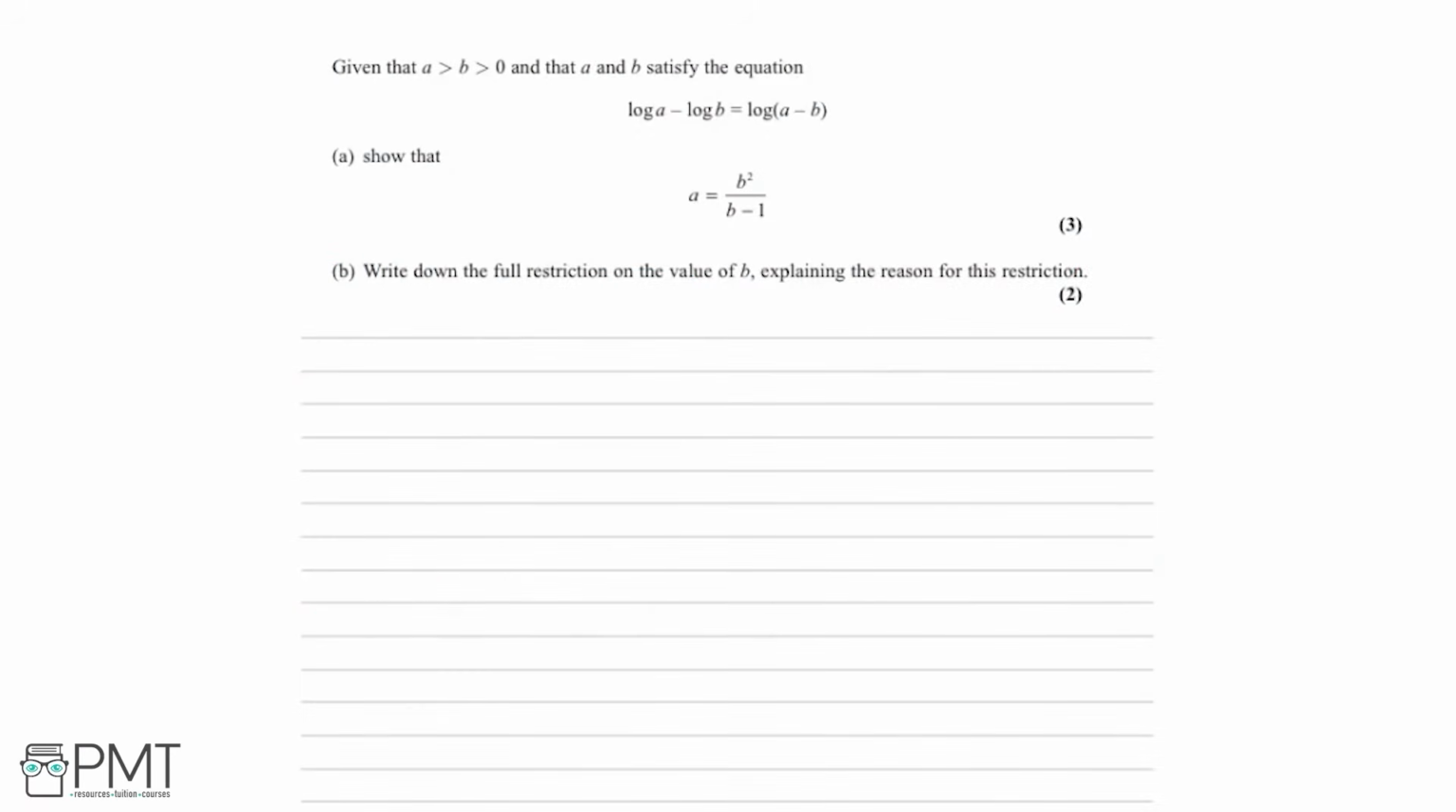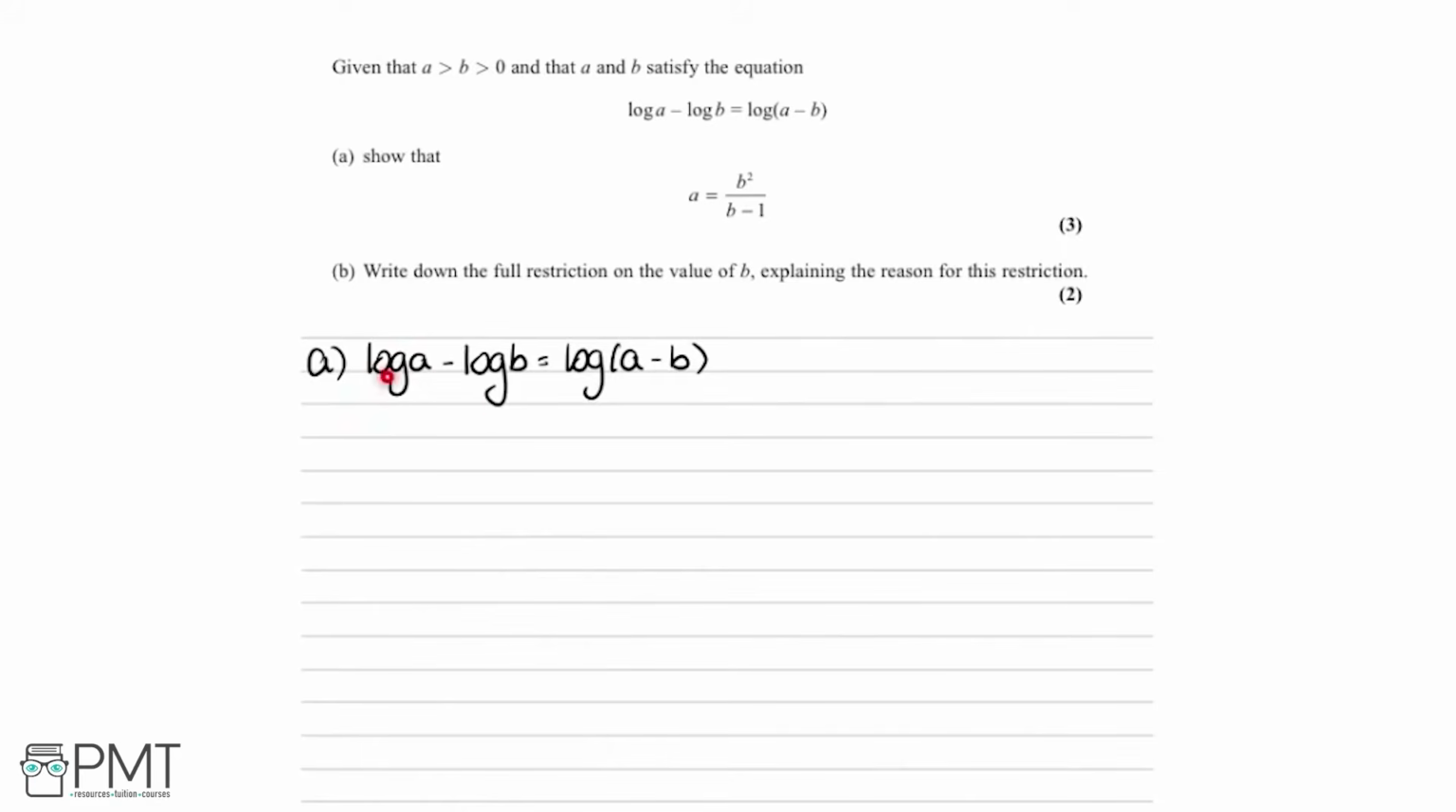Given that a is bigger than b and b is bigger than 0, and that a and b satisfy the equation log a minus log b equals log of a minus b. And part A says we need to show that a equals b squared over b minus 1, and that's for 3 marks. So looking at this equation, we need to think about if there's anything we can do.